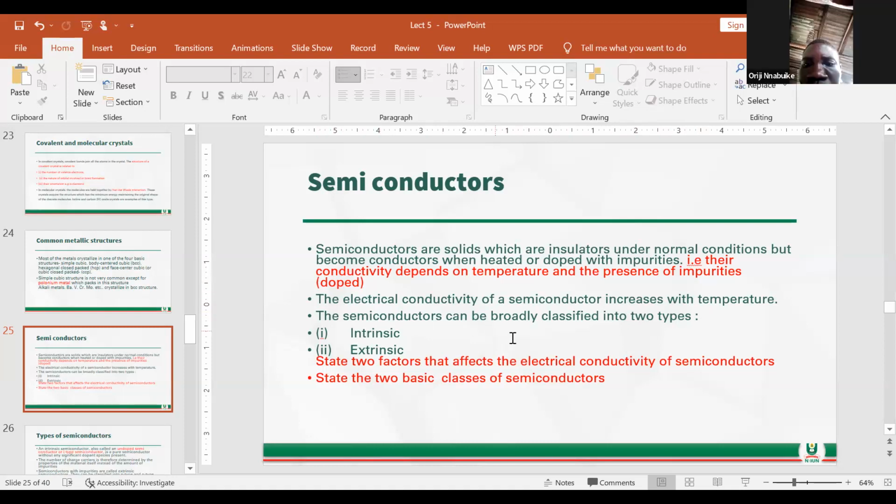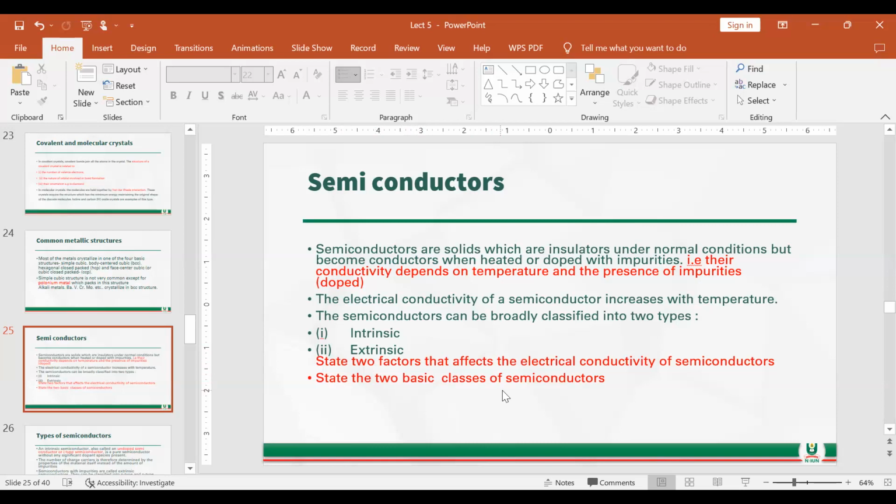The semiconductor can be broadly classified into two types: the intrinsic semiconductors and the extrinsic semiconductors. This classification is based on which one is donating electrons and which one is accepting electrons. We have intrinsic and extrinsic. We shall see this later.